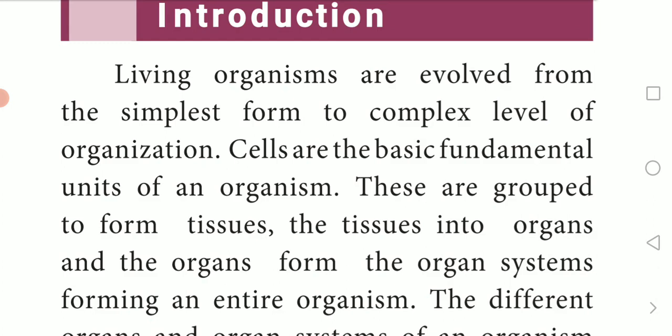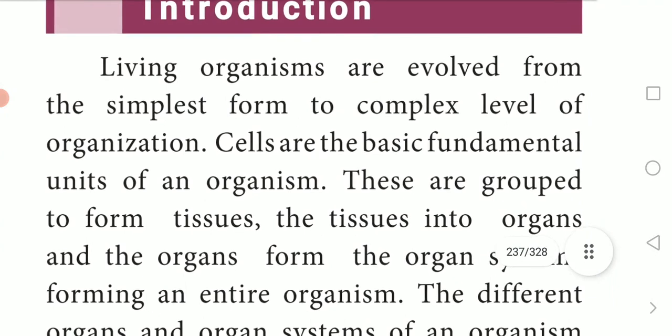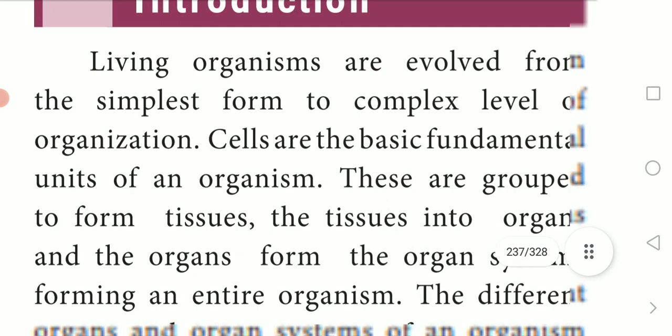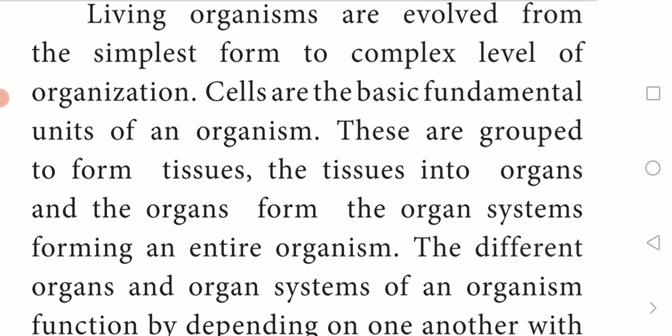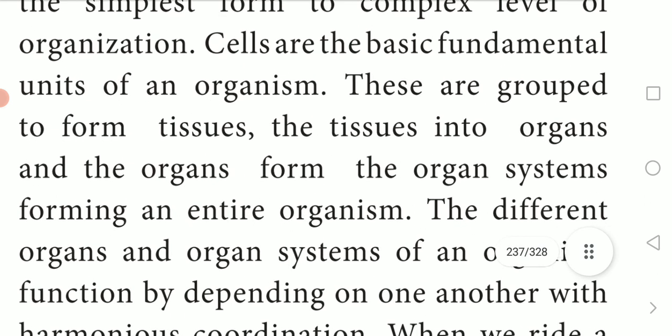Any organism, whether it is a single cell, a unicellular organism, or a multicellular organism, is made up of cells. That's what they say here: cells are the basic fundamental units of an organism. So these cells are grouped to form tissues. The tissues form into organs. This group of tissues forms organs.